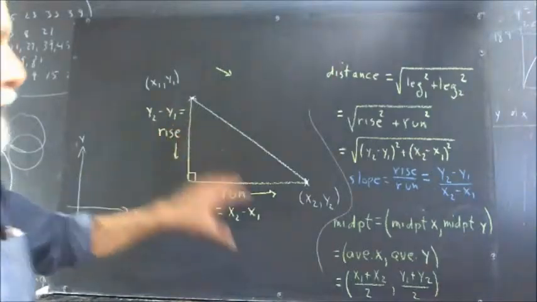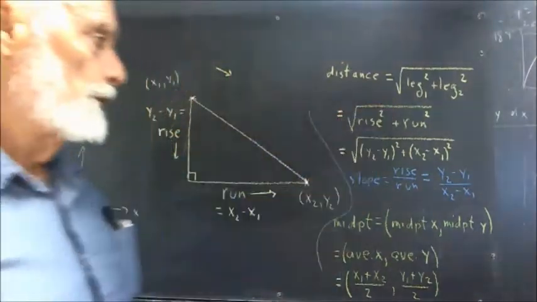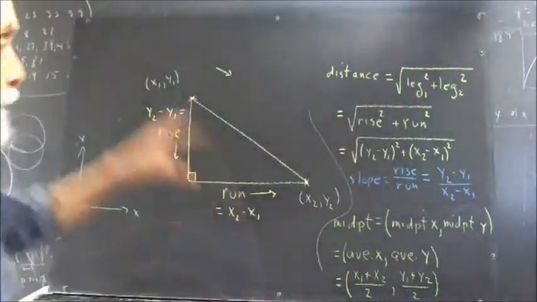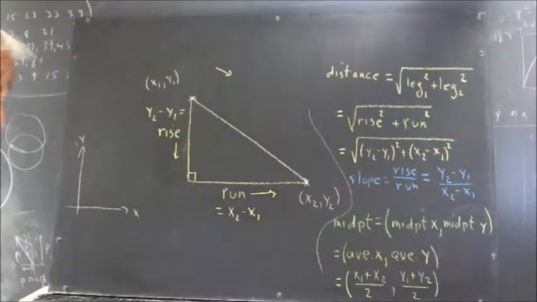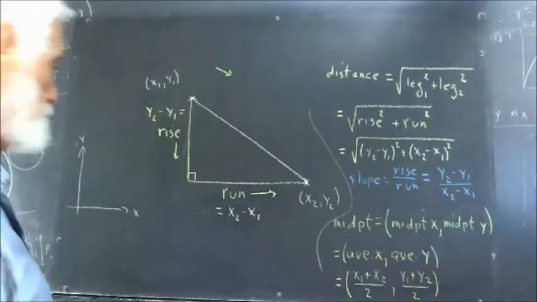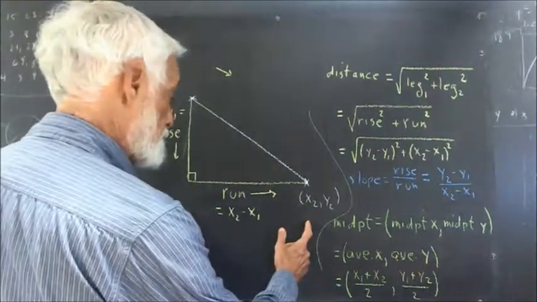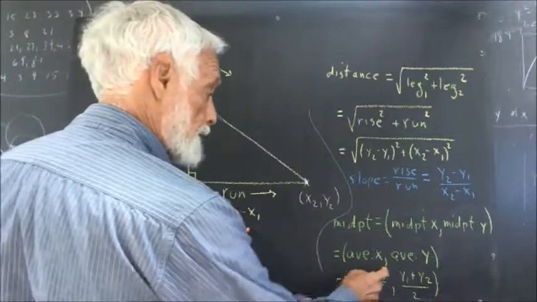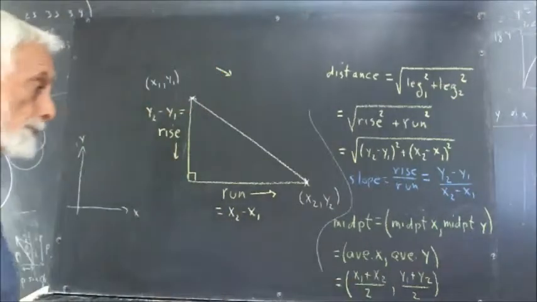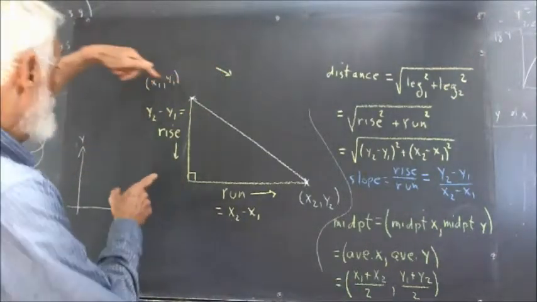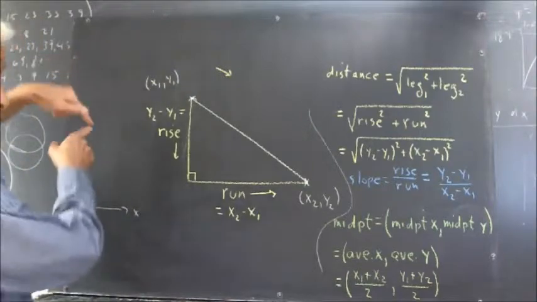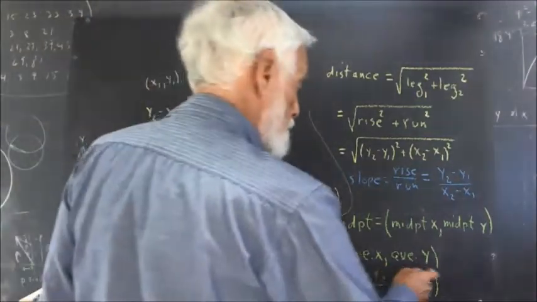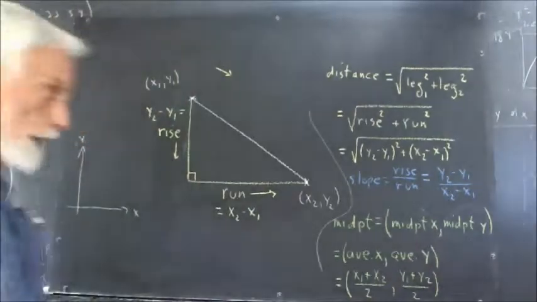The picture should precede the formulas. You're going to forget the formulas. You'll remember the picture if you know how to sketch it. Okay, the midpoint is fairly obvious. Halfway between x1 and x2 is the average of x1 and x2, and that's what you get if you add x1 and x2 and divide by 2. Similarly, halfway between y1 and y2 would be the average, y1 plus y2 divided by 2.